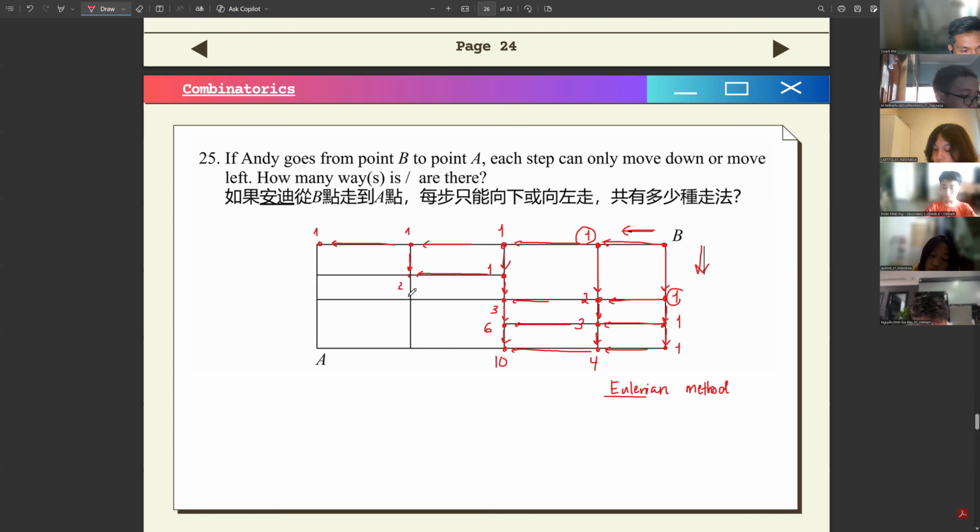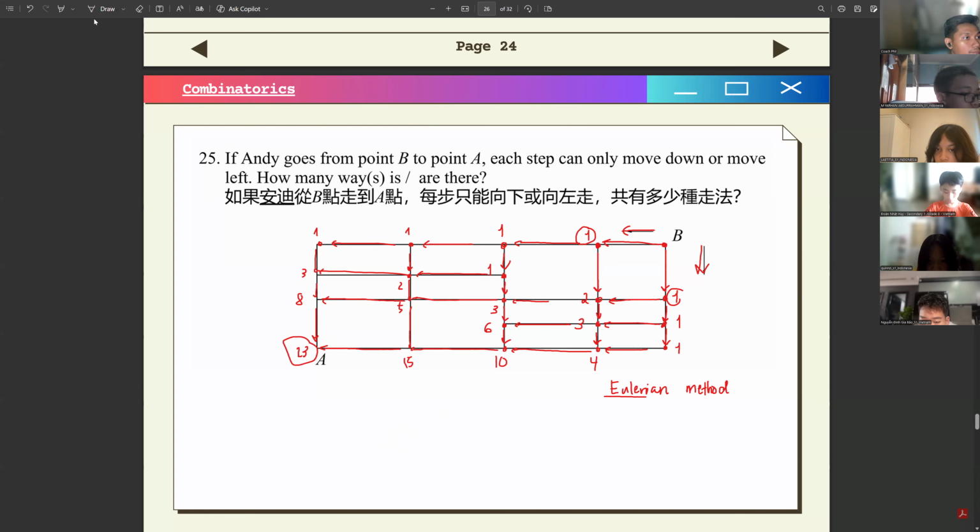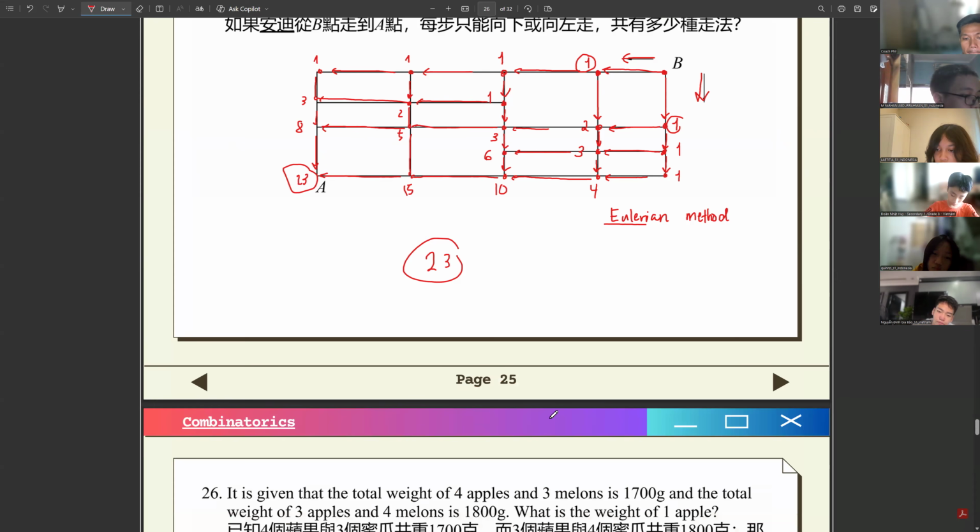That's 2. We have 2 plus 3. That's 5. We have 5 plus 10. That's 15. We have 2 plus 1. That's 3. 5 plus 3. That's 8. And then finally, 15 plus 8. That's 23. So there are 23 ways to get from point B to point A. So that's our answer. Okay? Understood? Do we all understand the technique? I hope so. Let's continue.